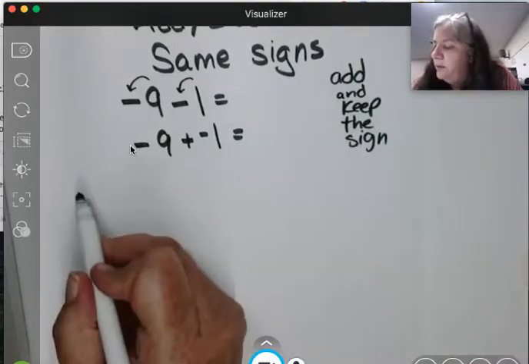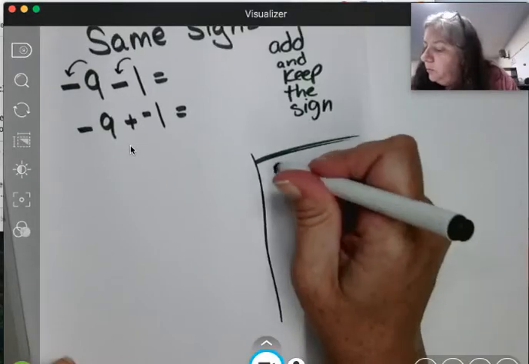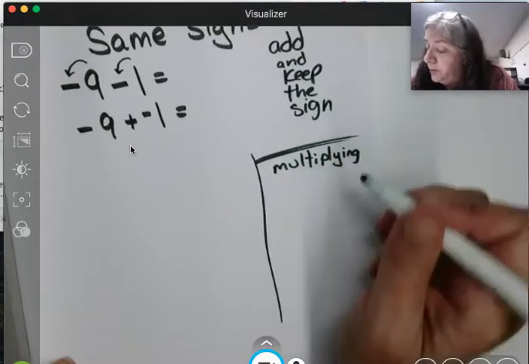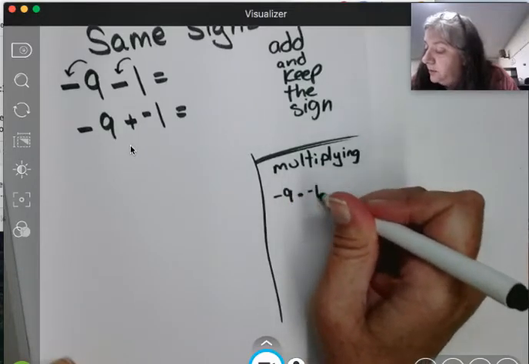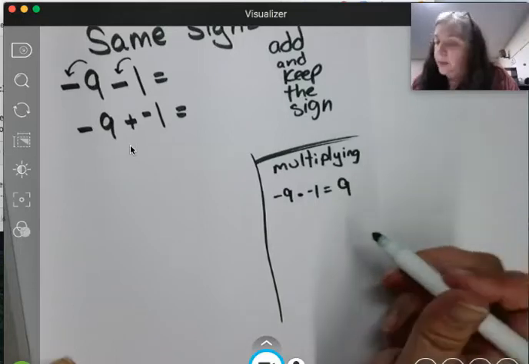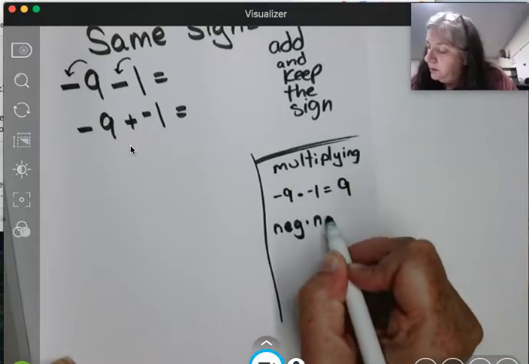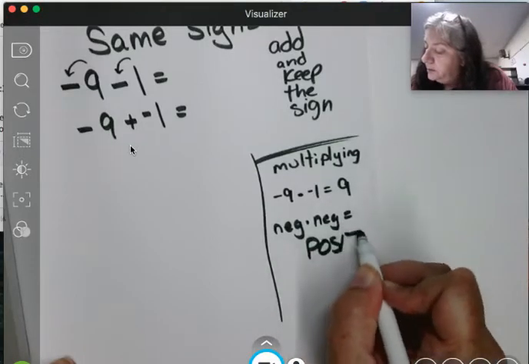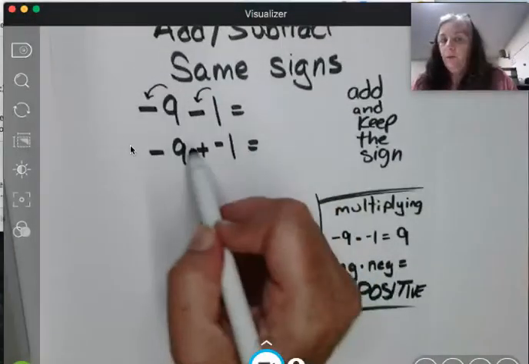Now, I know why this is confusing, because if we do a little timeout here, when we're multiplying, a negative times a negative is always a positive. So -9 times -1 equals +9. So a negative times a negative always equals a positive. So I think people get mixed up when we do this.